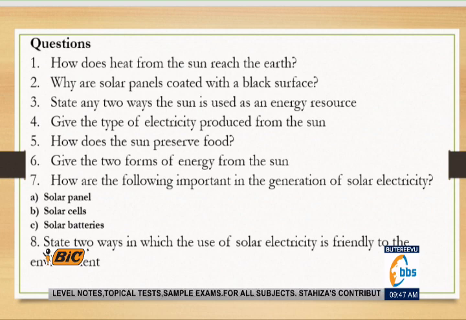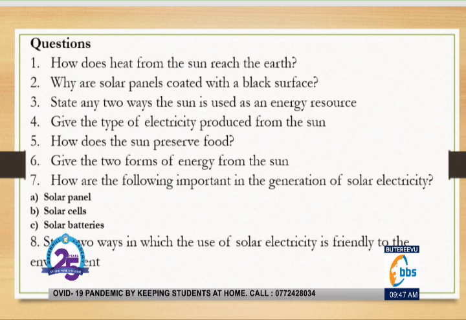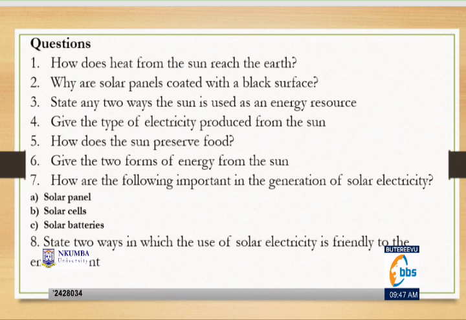And lastly, state two ways in which the use of solar electricity is friendly to the environment. How is it friendly? Now, you'll notice that when you're using solar electricity, it does not produce smoke that pollutes the environment, and it can be used for cooking, which reduces deforestation for wood fuel. It reduces the cutting down of trees for wood fuel. So that's a very good question, candidates.